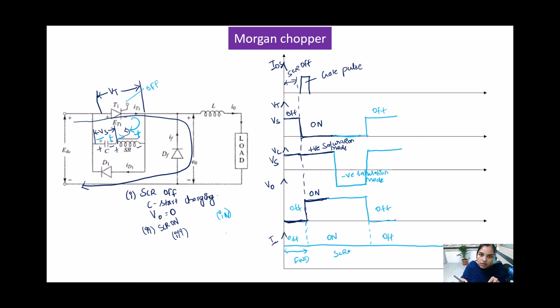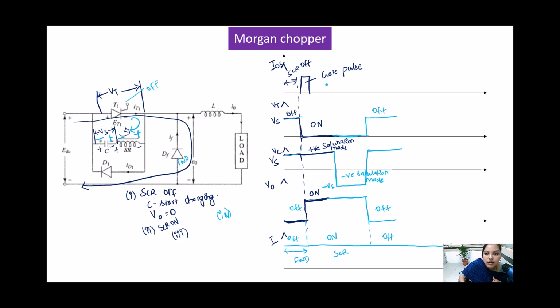One is when SCR is on, the current flows through the SCR only. If the SCR is off, the current flows through the freewheeling diode. So this is your freewheeling diode. Okay, so that's all about your Morgan chopper. We have four modes of operation. First one is SCR is off. When SCR is off, you will get the threshold resistor, and VC is Vs, and this negative will be considered as minus Vs, and you will not get any output voltage, but you will get the current due to the freewheeling diode.